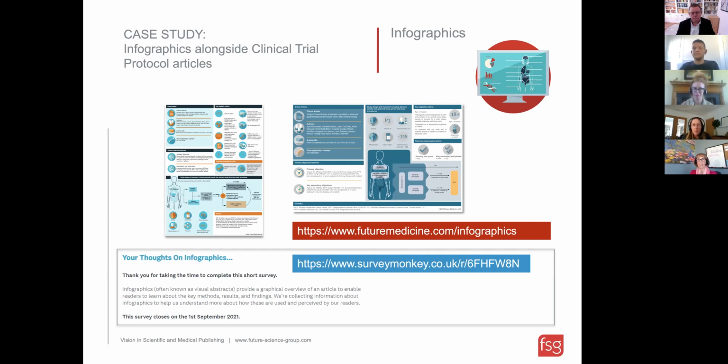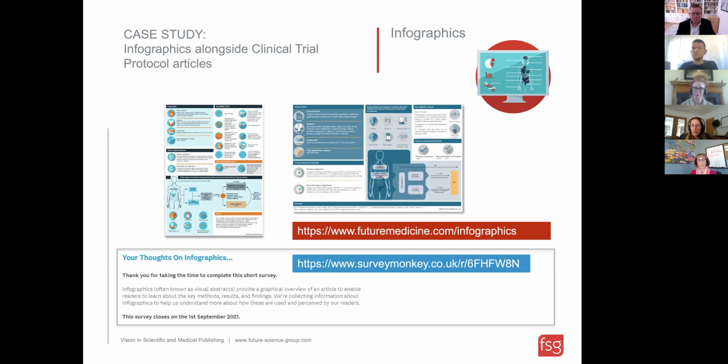So with regards to the impact of including infographics on article metrics, we have some preliminary data. As I said, it is article subject dependent, but we did a comparison of 2 clinical trial protocol articles published in the same issue of Future Oncology. One article featured an infographic and one did not. Looking at the article metrics over a 3-month period, the article with the infographic received 3 times more downloads than the article without the infographic.